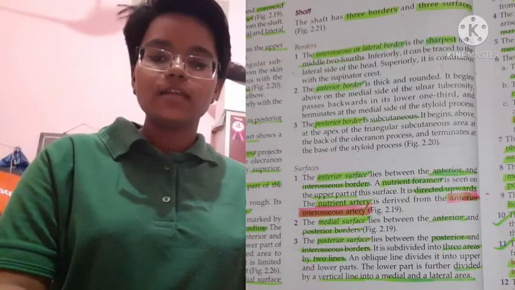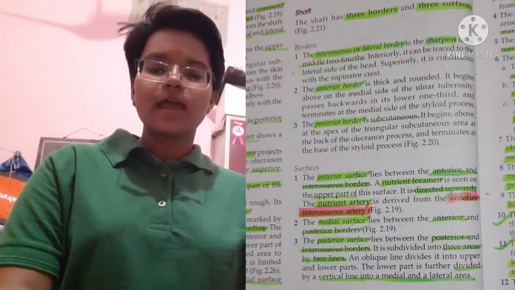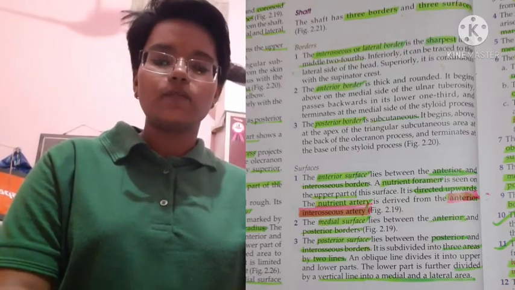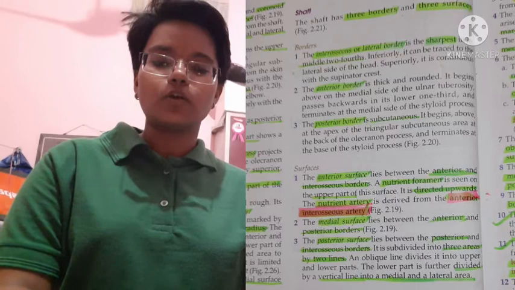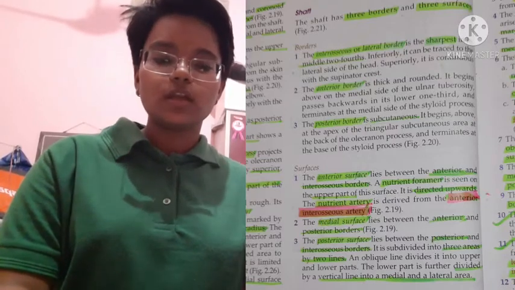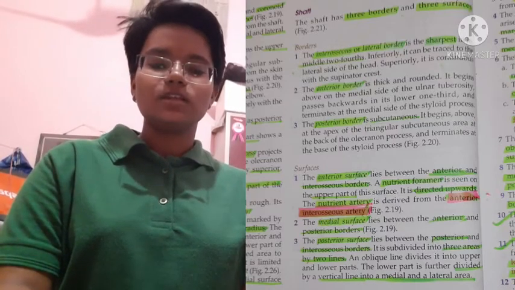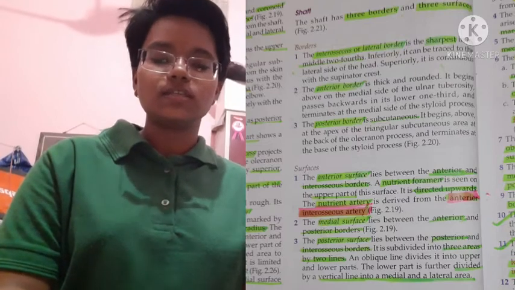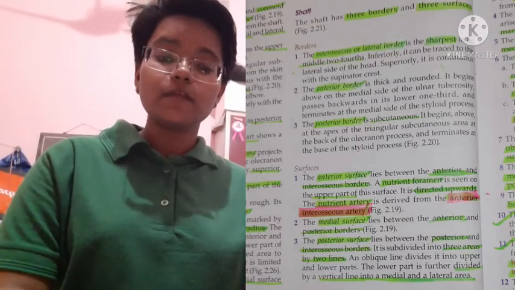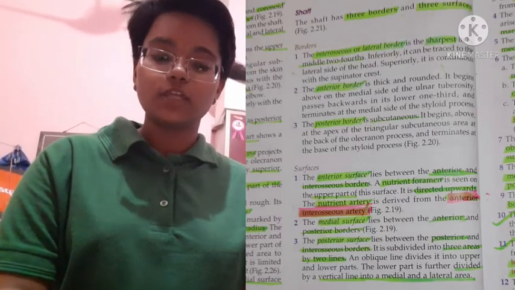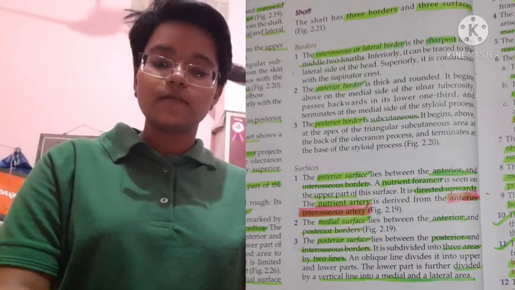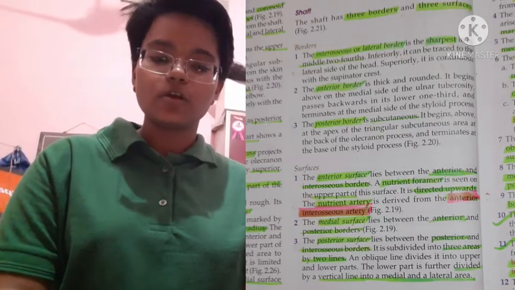Surfaces. The anterior surface lies between the anterior and interosseous borders. A nutrient foramen is seen on the upper part of this surface. It is directed upwards. The nutrient artery is derived from the anterior interosseous artery. The medial surface lies between the anterior and posterior borders. The posterior surface lies between the posterior and interosseous borders.